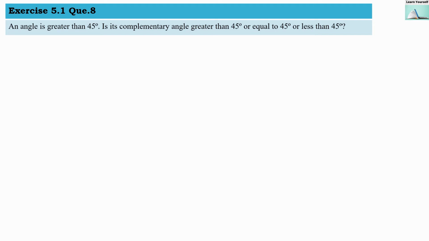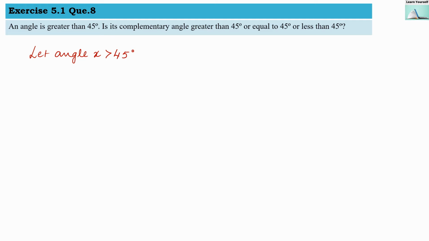Exercise 5.1, question number 8. An angle is greater than 45 degrees. Is its complementary angle greater than 45 degrees, equal to 45 degrees or less than 45 degrees? So we have one angle and that is greater than 45 degrees. We have assumed here angle x, and that is greater than 45 degrees. Now its complementary angle will be less than this, equal to this, or greater than this. Let us check this with an example.